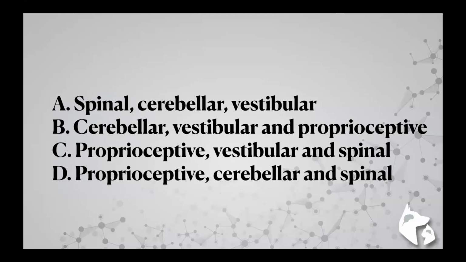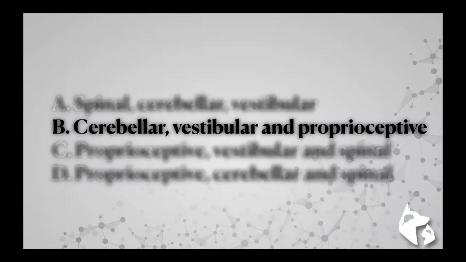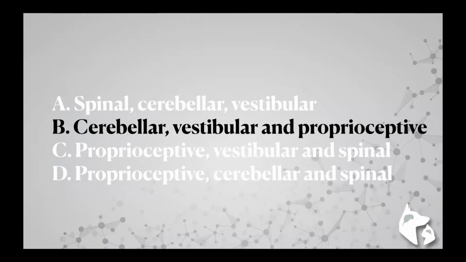So the answer is actually B. It's quite common that people will talk about spinal ataxia, but the correct term would be proprioceptive. So you have cerebellar, vestibular, and proprioceptive ataxia. We're going to be talking about cerebellar and vestibular today. Proprioceptive is what you would get with spinal cord dysfunction. But those are your 3 different types of ataxia: cerebellar, vestibular, and proprioceptive.